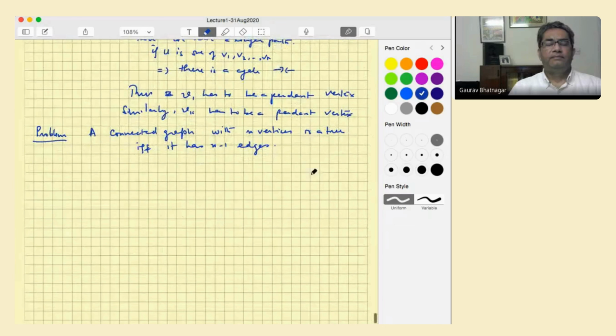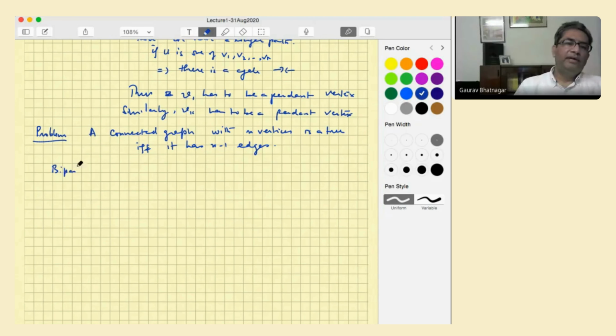So you can't make a connected tree with n minus 2 edges, for example. And this is very critical to our story. And once you do your homework problem, this will fall. Okay, so what I want to cover today are bipartite graphs.